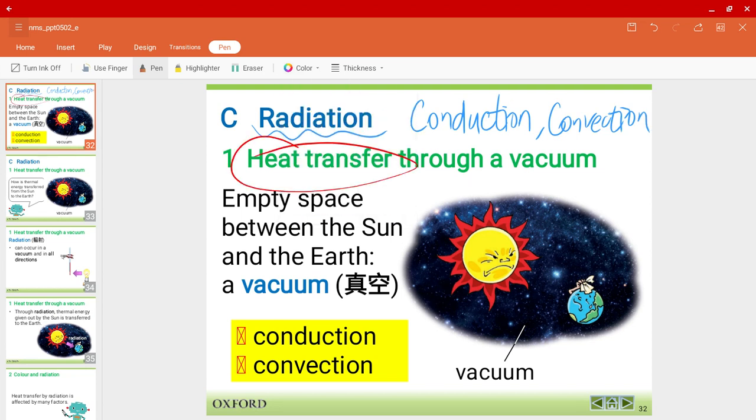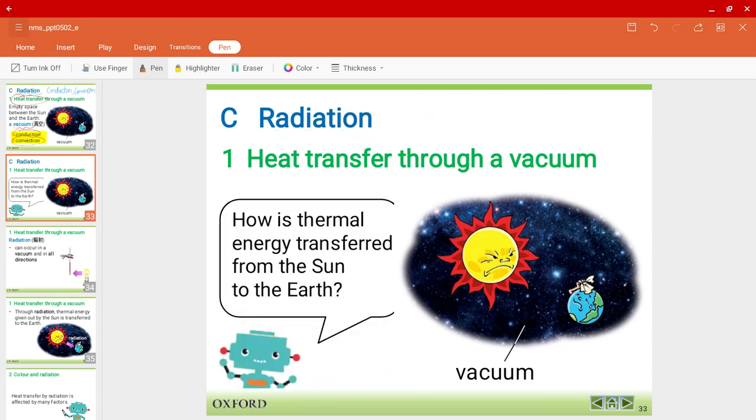So, we all know that there's empty space between the sun and the earth, and this empty space is called a vacuum. So vacuum essentially means there's no presence of air or very little air. However, in space, as we know, there isn't air. So for that, there is no conduction and no convection occurring. So how exactly is thermal energy being transferred from the sun to the earth?